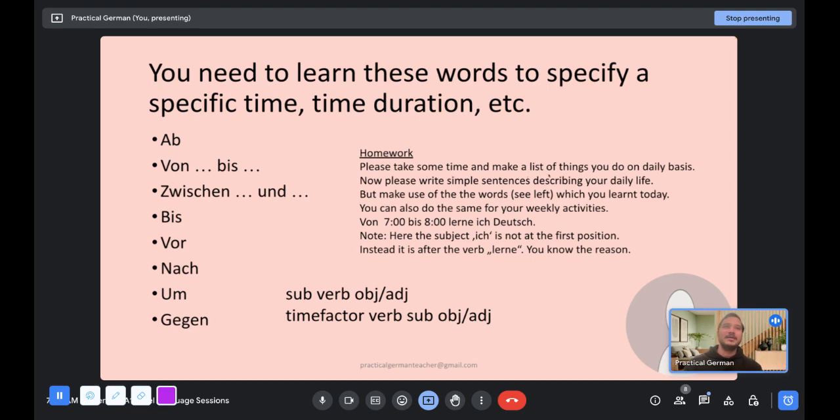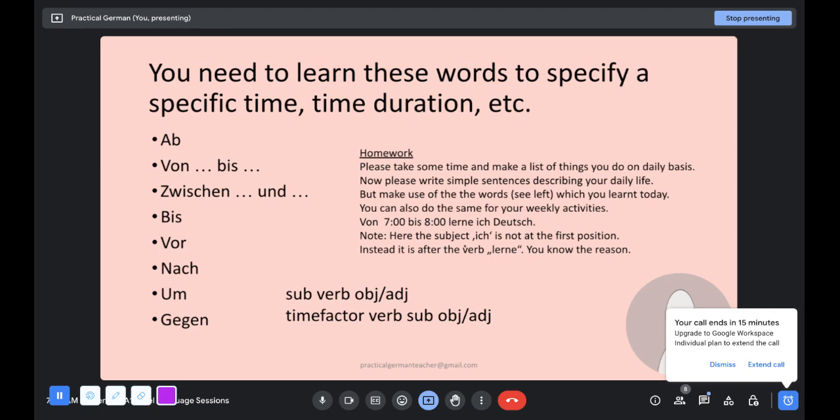Please take some time, make a list of things you do on a daily basis. Please write simple sentences describing daily life. Whatever you do, but make use of these words, and add the time factor as well, which you learned today. For example, I told you to divide your day into 32 pieces, half-hour pieces. Let's say you wake up at 7 in the morning, so von 7 bis 7:30, whatever you do, you brush your teeth and so on, and then you can start writing these things. For example, von 7 bis 8 Uhr lerne ich Deutsch, with me, of course.